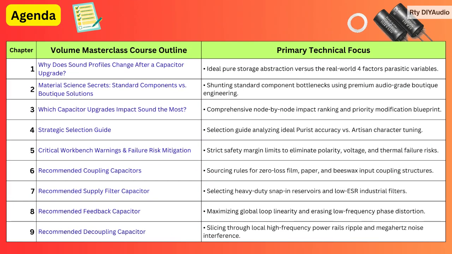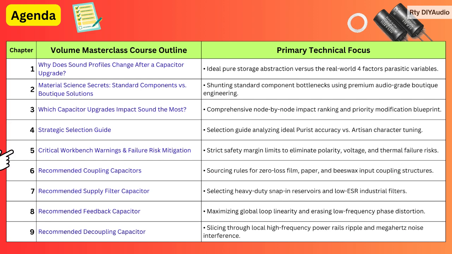Agenda. Here is our volume masterclass course outline, focusing on the core technical blueprint from start to finish. We begin with Chapter 1, breaking down why your sound profile changes based on the 4 factors. Chapter 2 unlocks material science secrets, comparing standard components directly against boutique engineering. Chapter 3 targets node priority, revealing which capacitor upgrades impact your sound the most. Chapter 4 delivers your strategic selection guide, matching Purist accuracy with custom character tuning.